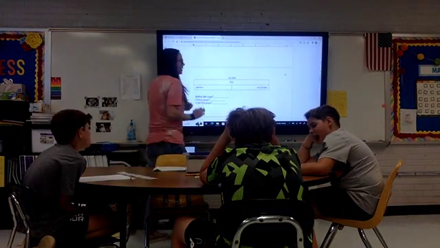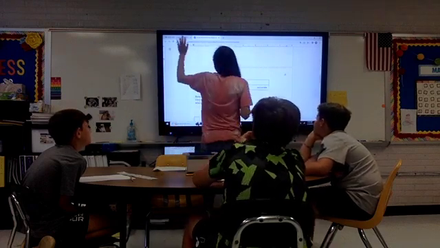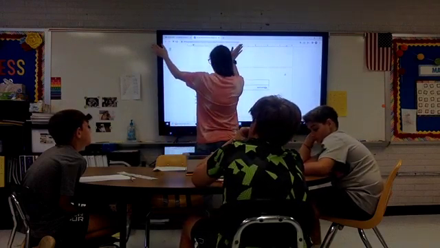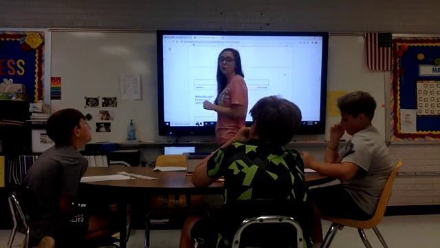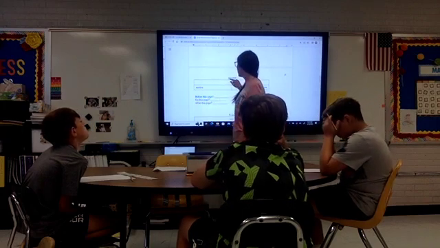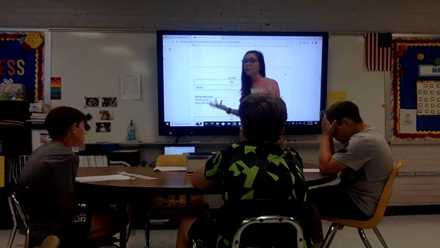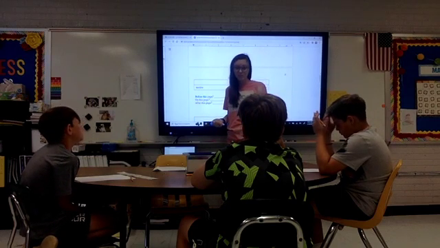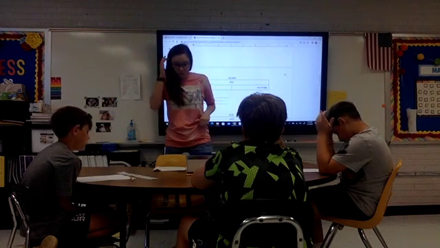Okay, remember when we open up a dictionary, we have guide words at the top. There's one on the left and one on the right. The left word is the first word that appears on the page. The word on the right is the last word that appears on the page. So if the word in the middle that we're looking for falls in between that first word and the last word, we can know that that word would be on that dictionary page. So we're going to do a couple together, and then I'm going to let you try a couple.